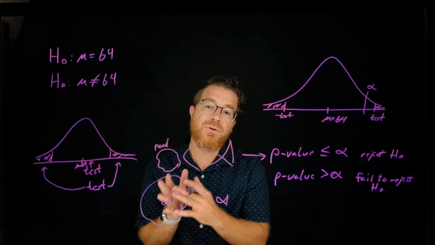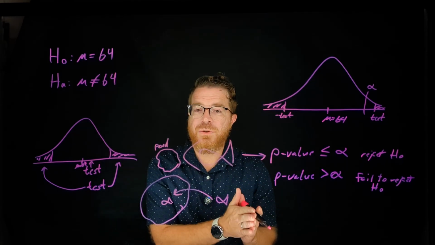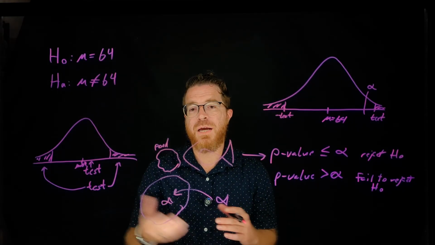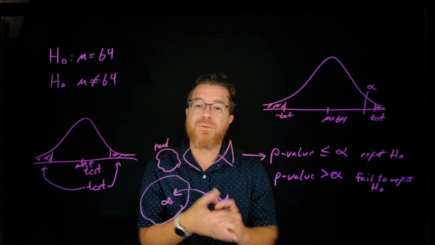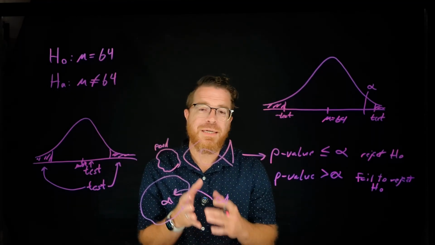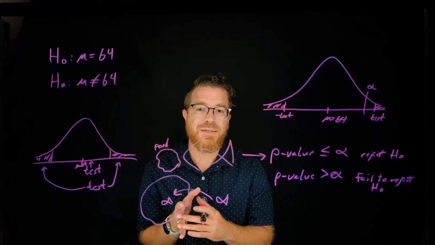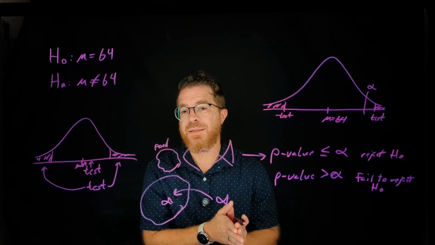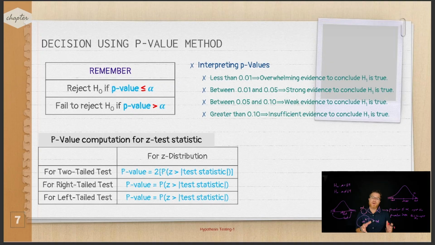And remember when we talked about our types of error, just because we reject a null hypothesis does not mean that our alternate hypothesis is true. It doesn't even mean that our null hypothesis is wrong. If we fail to reject a null hypothesis, it does not mean that the null hypothesis is true or that our alternate hypothesis is wrong. This is where the types of error come in, right?